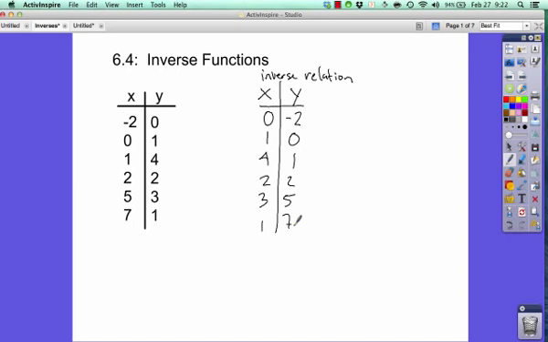Input was over on the left. Okay. Output was on the right. Now the new relation, we switch it. Okay. This 0 here was an output here. Now it's an input here. So we switch them. Okay. And I'm calling this an inverse relation.